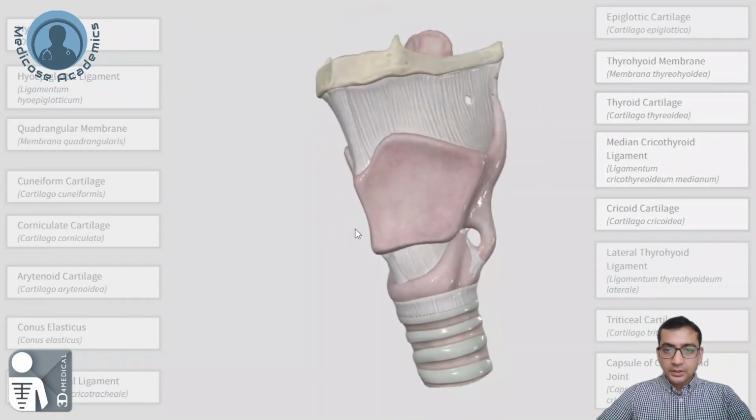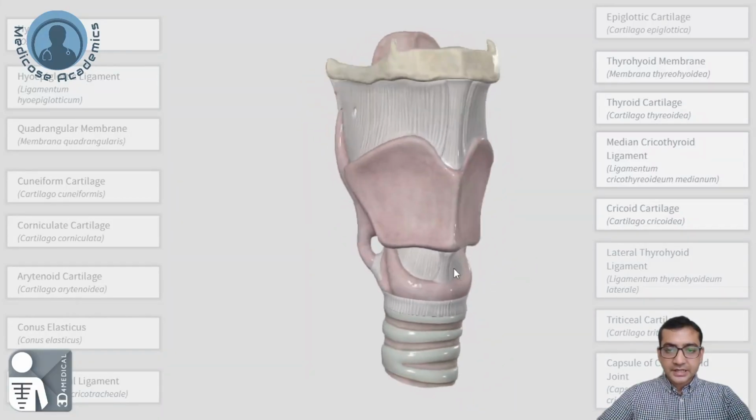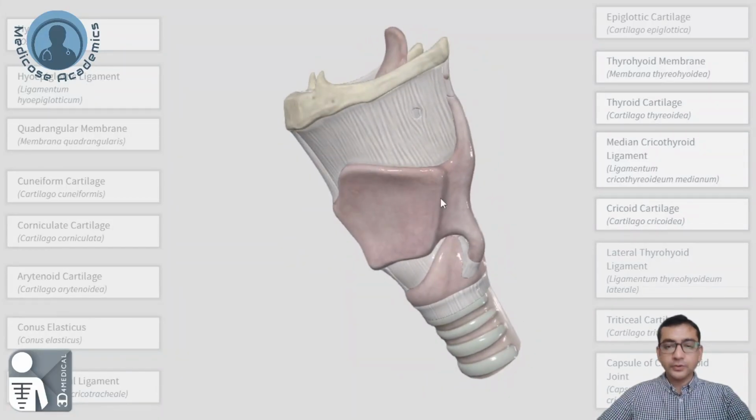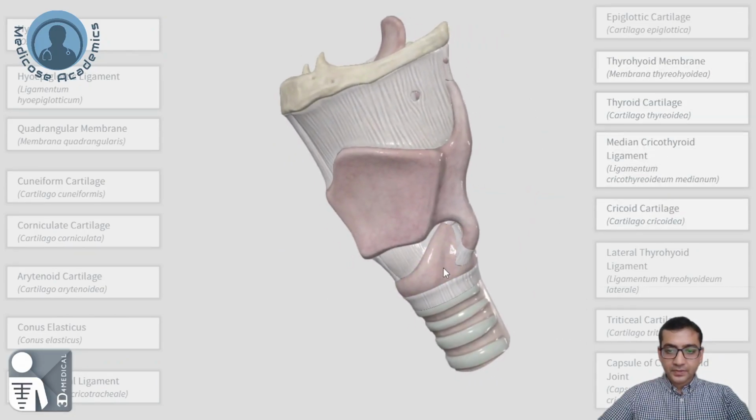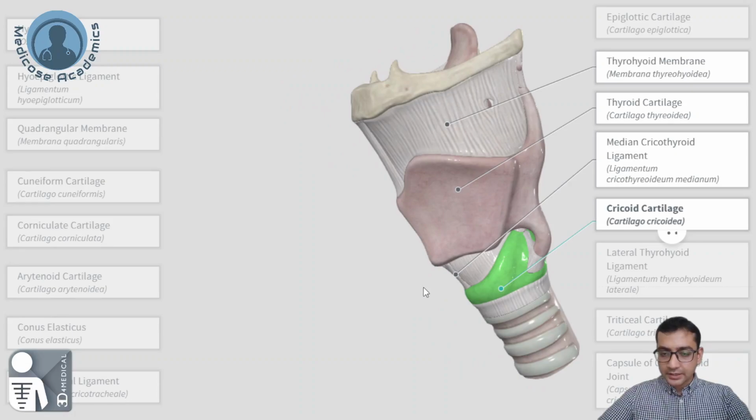This is a big one. You can see it from either side. It is covering the outside of most of the larynx. We will go into the detail. The second one is this cricoid cartilage. This is the cricoid cartilage.